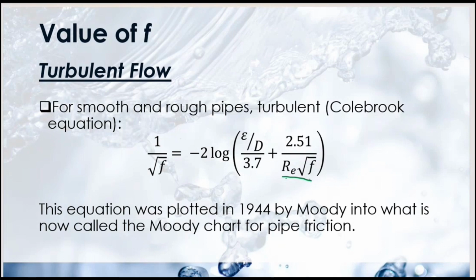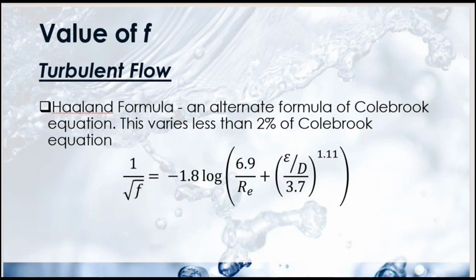So there's an alternate formula that could help us compute the value of the friction factor. This is what we call the Haaland formula, an alternate formula of the Colebrook equation. It varies less than 2% from the Colebrook equation. For example, if the value of the friction factor is 0.01, in the Haaland formula it could be 0.0098. So there's a 2% decrease in the value, but almost the same. If the Colebrook value is 100%, in Haaland it could be 98 or 99%, close to the Colebrook equation.